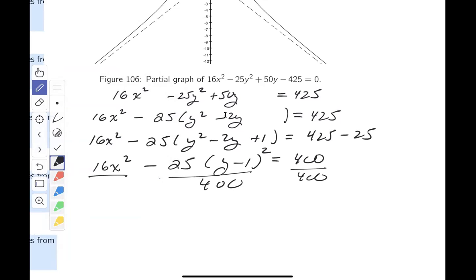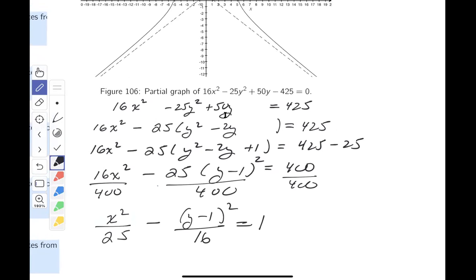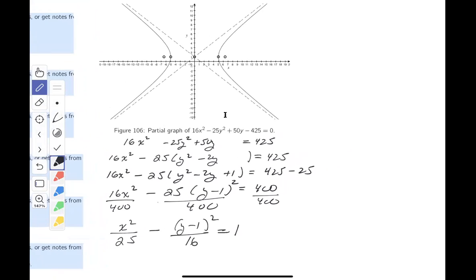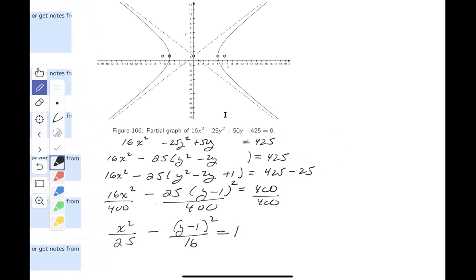And yes, we do write them so the numbers work out pretty nicely. What do you get? x squared over 25 minus (y minus 1) squared over 16 equals 1. All right, so I'm going to say that that's not bad. Someone says, what do you mean that's not bad? I can actually read a lot of information from that. For one thing, I can read the center, just from this over here. The center.